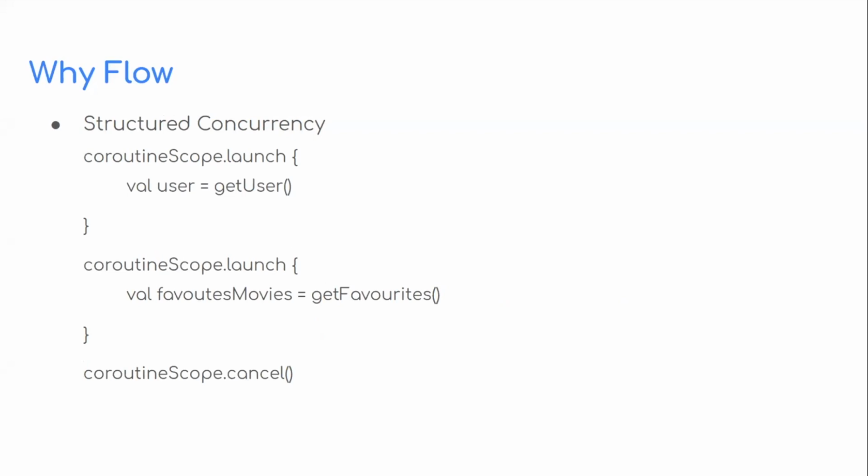Structured concurrency. As you can see in the example, we have one coroutine scope that can be used to create two different tasks. In the first one, we are getting the user data, and in the second one we are fetching the favorites. The goodness about coroutines is that all of this will be stopped once the coroutine is cancelled. This will help us prevent memory leaks, and memory leaks are always bad.